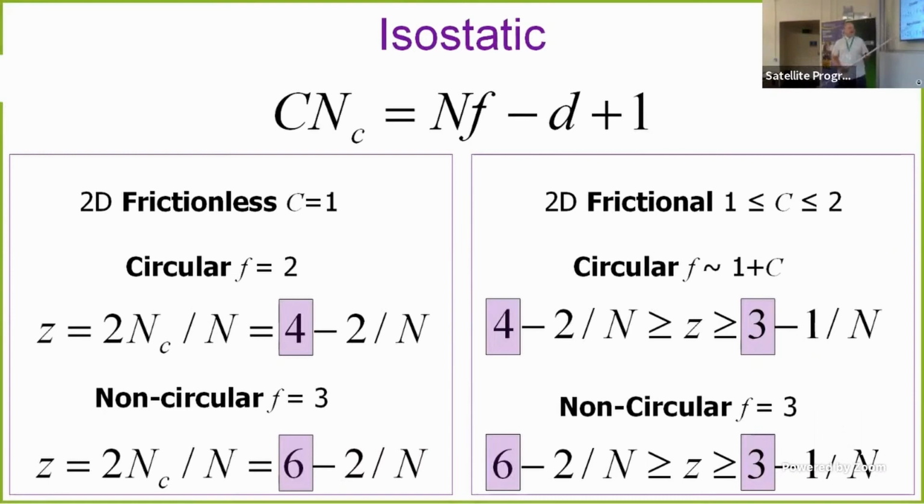Now, if I go to a non-circular particle, then all I do is change F. I've just changed the number of degrees of freedom per particle, and so now I get 6 here. So basically, I go from 4 to 6 when I add in rotations to the particle.